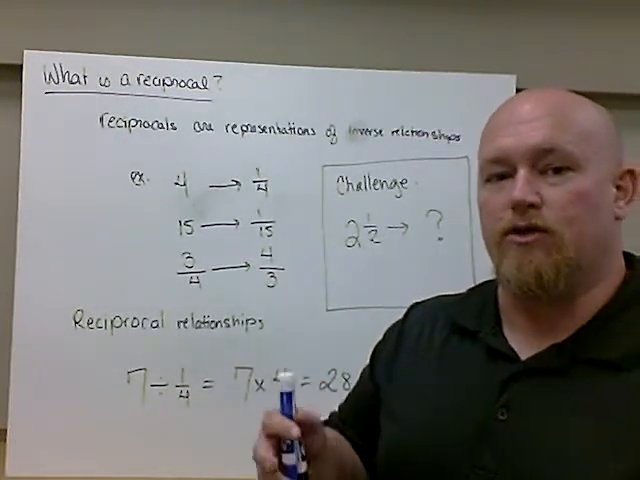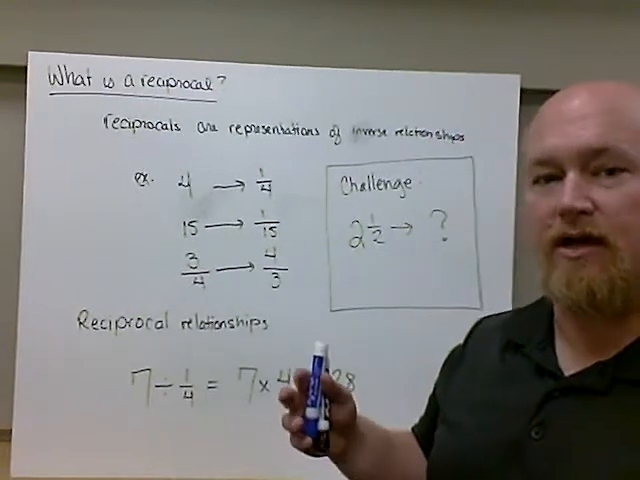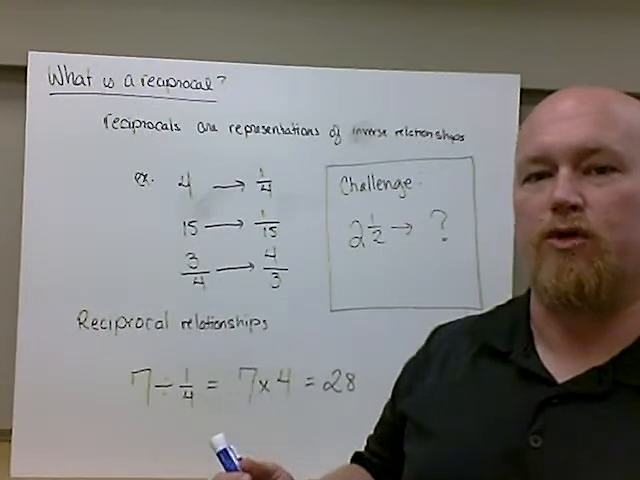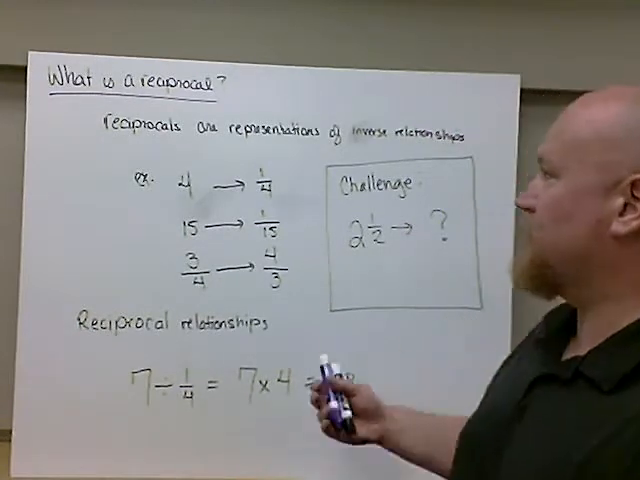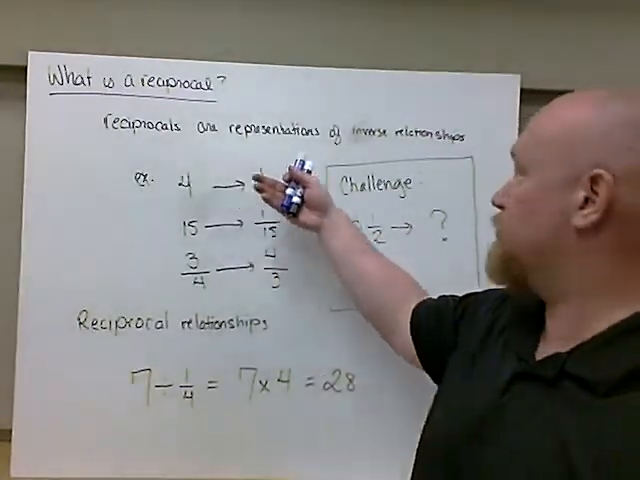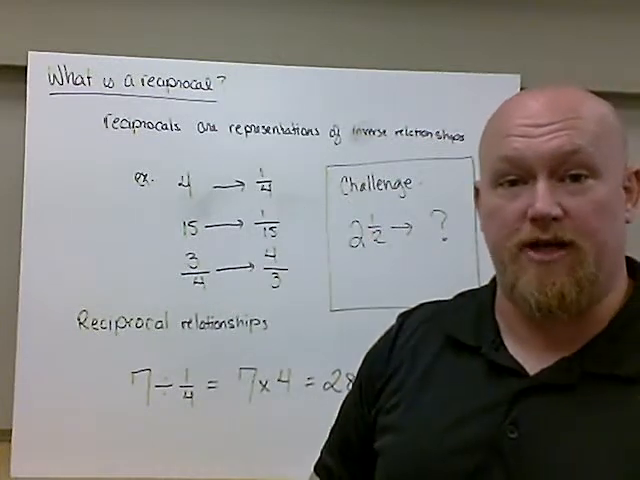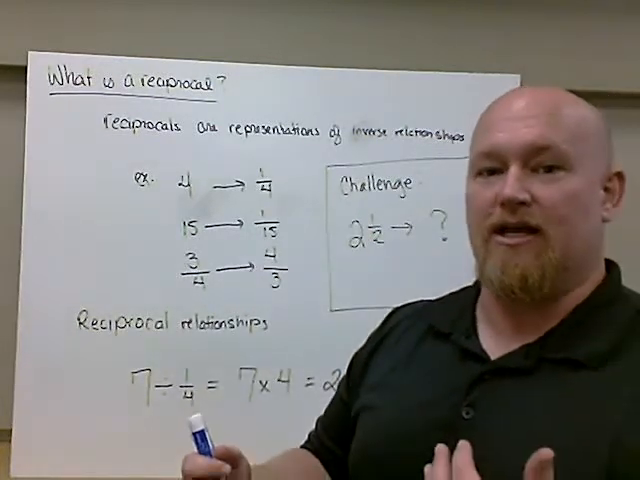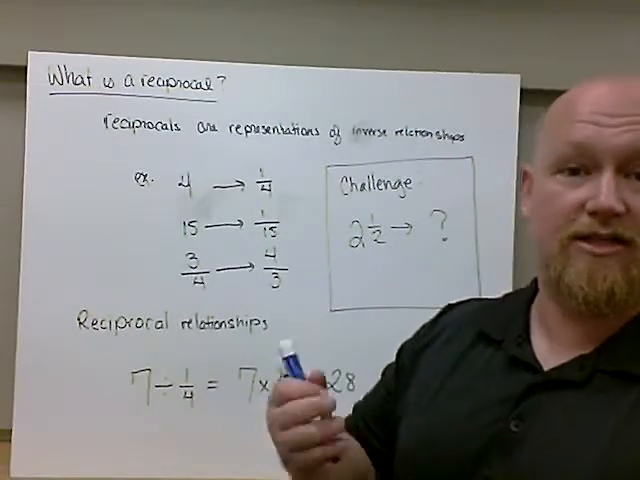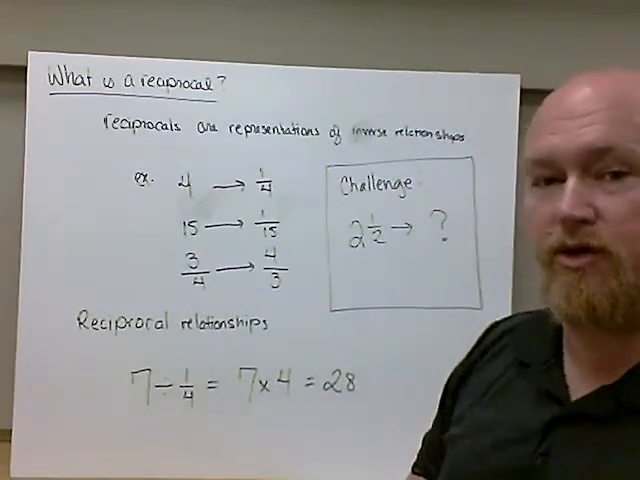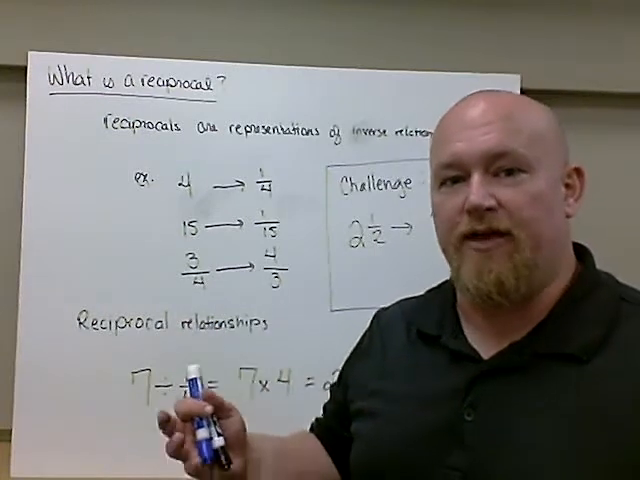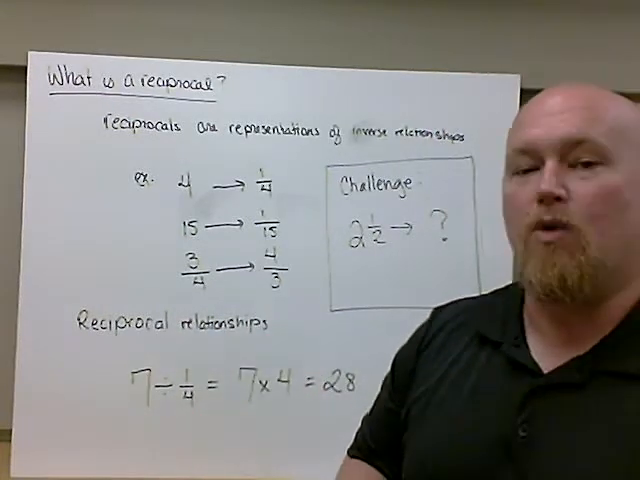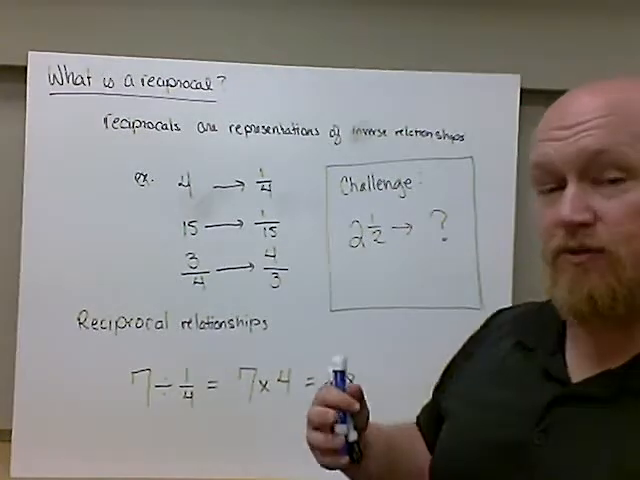In order to use the standard algorithm to find the answers for dividing by fractions, we have to understand this term called a reciprocal. A reciprocal is a number that represents an inverse relationship. We know that inverse kind of means the flip-flop. Addition is the inverse of subtraction, and subtraction is the inverse of addition. We've also learned through whole numbers that multiplication is the inverse of division, and division is the inverse of multiplication. We're going to use this idea of inverses with reciprocals.